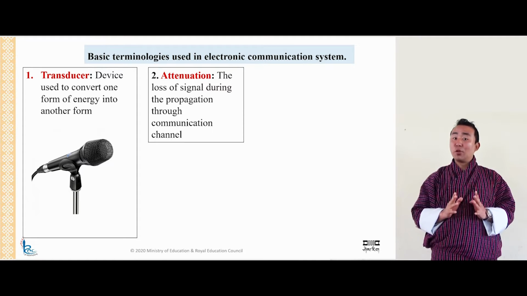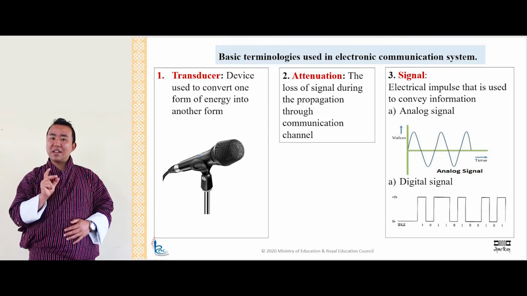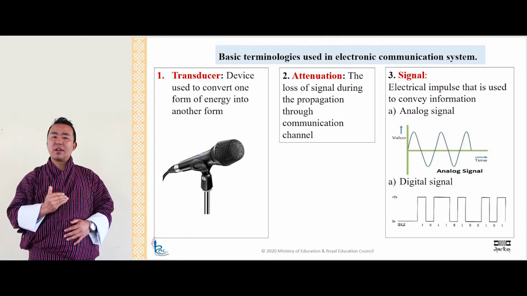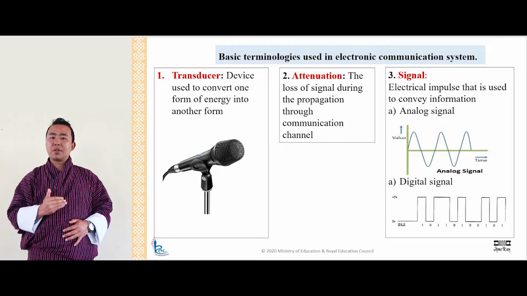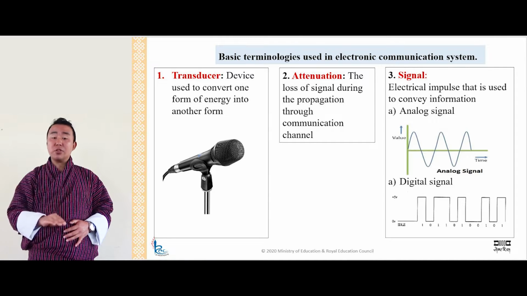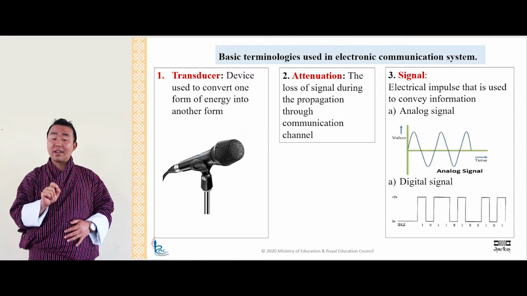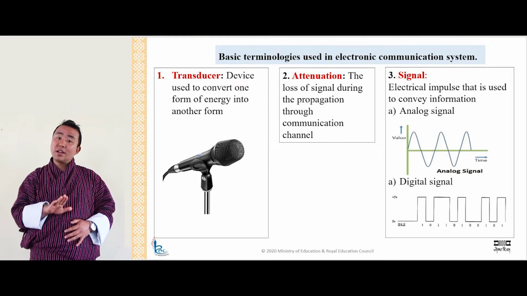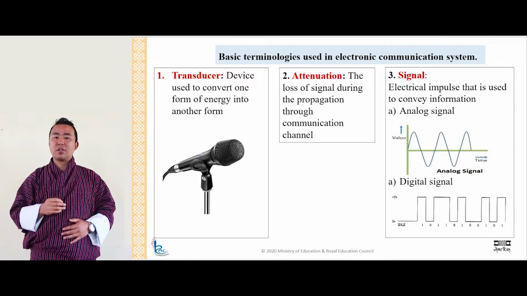The third basic terminology we have is signal. It's a message in electrical form. When the message from the transmitter has to be transmitted through the communication channel, it has to be first converted into an electrical signal. Therefore, we define signal as an electrical impulse that is used to convey the information.